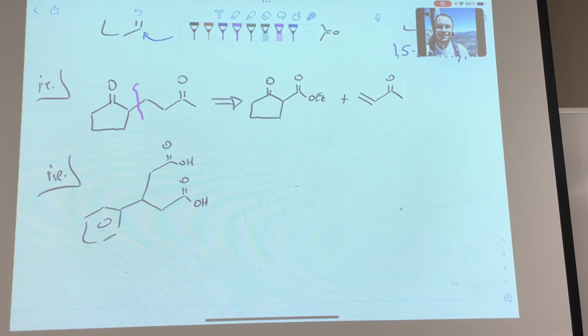If we were faced with this one, what we would want to do first is go through our Rolodex of reactions. Is it an alpha beta unsaturated carbonyl? That would suggest an aldol. No. Is it a beta keto ester? Would suggest a Claisen? No. Is it a substituted acetone? That would suggest acetoacetic ester? No. Is it a 1,5-dicarbonyl? Oh, why yes it is. So, that would suggest a Michael reaction.